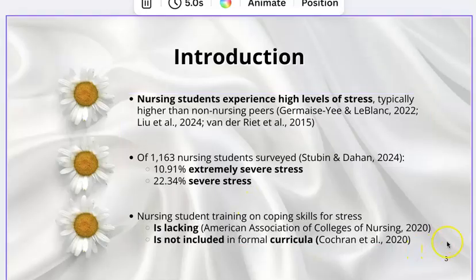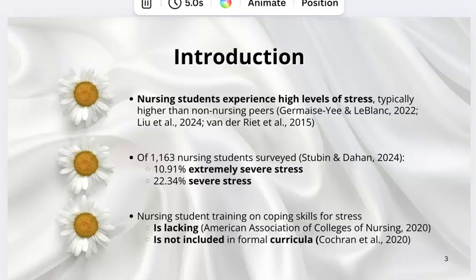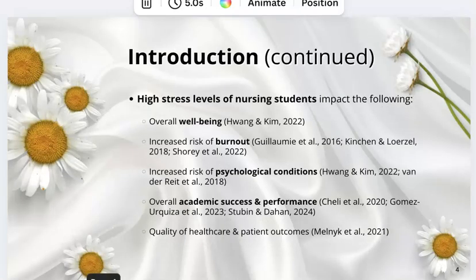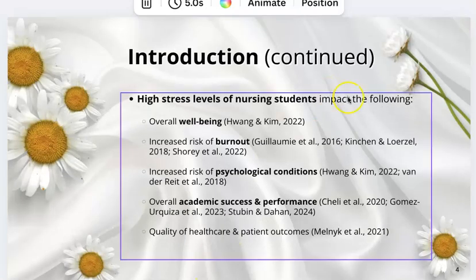As we know, nursing student training on coping skills for stress is really lacking and not included in formal curricula. Although it is getting better in areas, it is not made up of our component of our courses, right? So this was something I really wanted to use in my introduction, to drive home the problem that was happening. And then, of course, it went on and on.